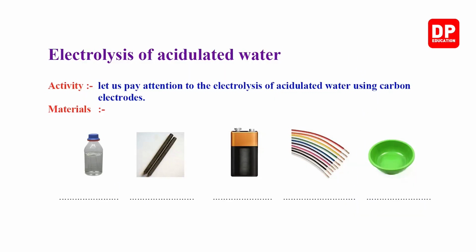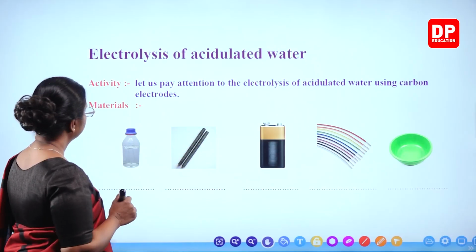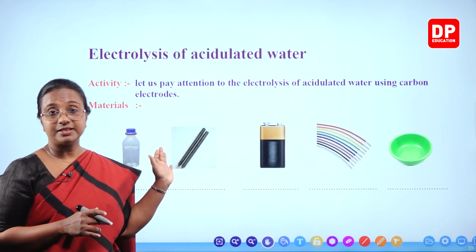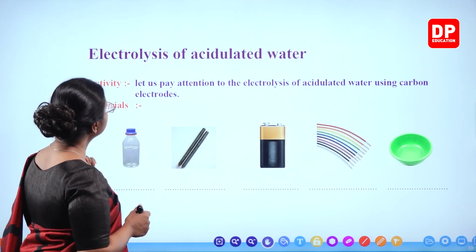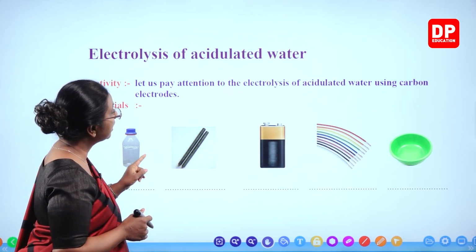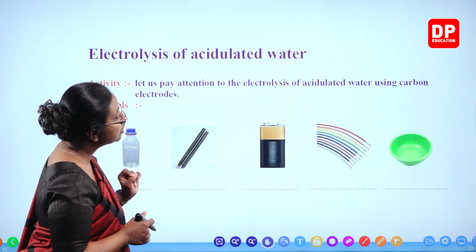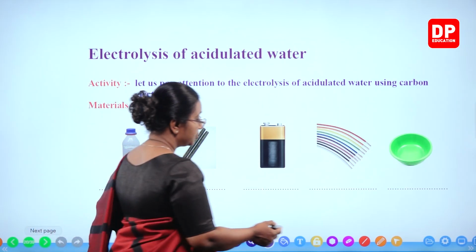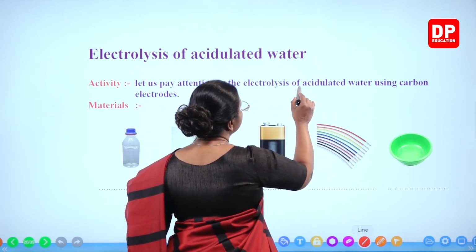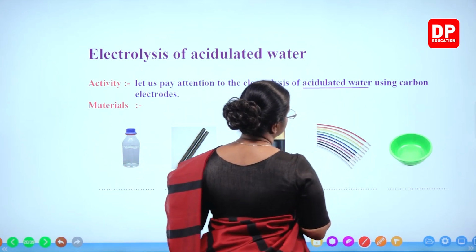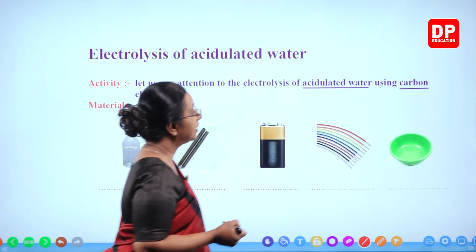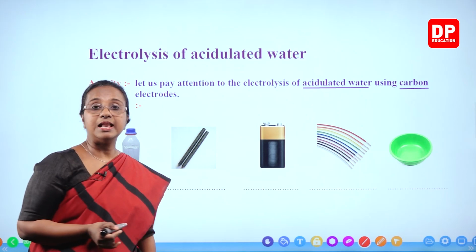So, then electrolysis of acidulated water. This also we will try to understand using an activity. Activity, let us pay attention to the electrolysis of acidulated water using carbon electrodes. So again, you have to look at the electrolyte and the electrodes. Acidulated water using carbon electrodes.